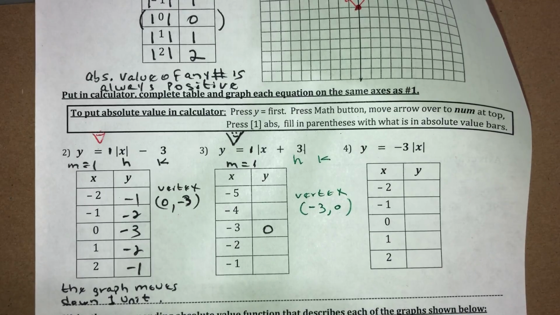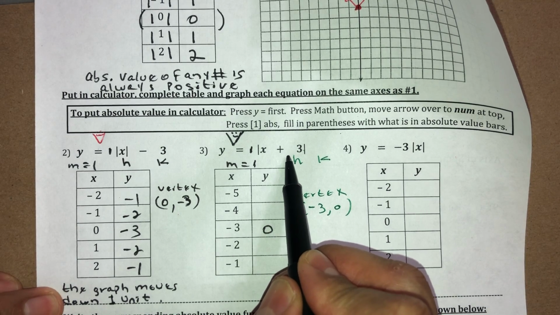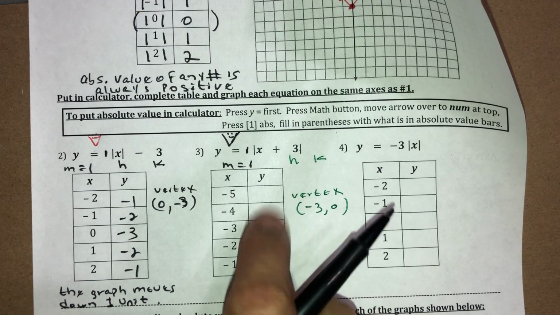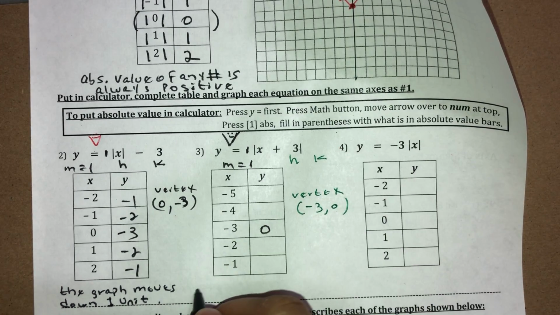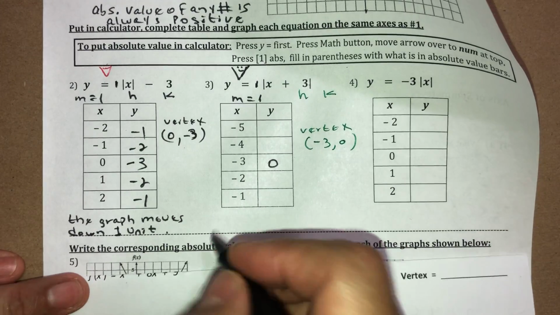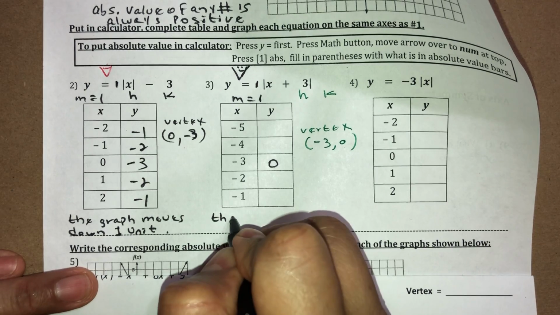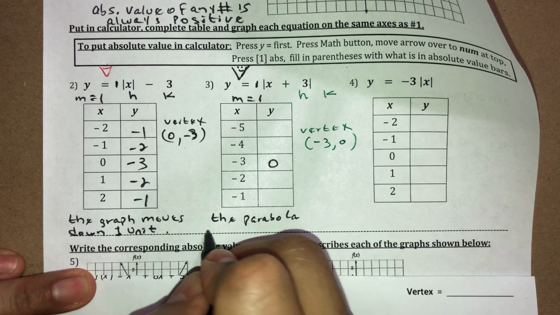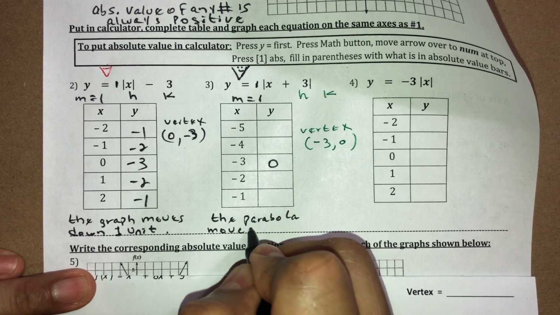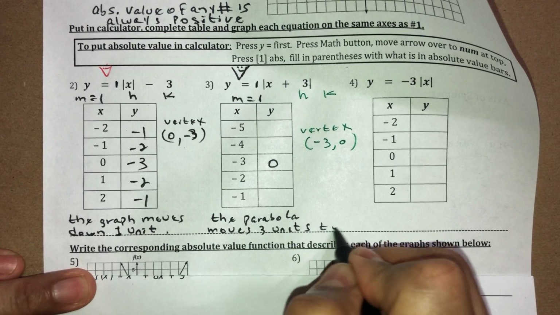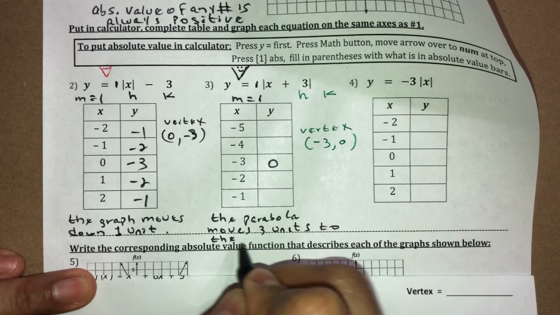if I ask you guys, what's gonna happen when you add 3 inside the bars to an absolute value function? So you can tell that the graph is gonna move to the left 3 sides. I'm just telling you because we just did transformations on parabola and it's the same method. So you will write the parabola moves 3 units to the left.